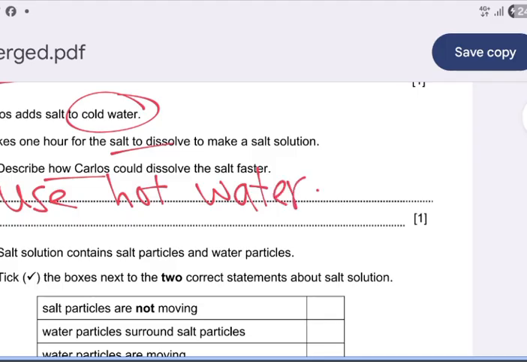And also, are you going to put a lot of salt? You can decrease the amount of solute, right? And also you can stir more so you can mix them together. Stir faster so you can mix the salt with the water faster and it can dissolve easier.